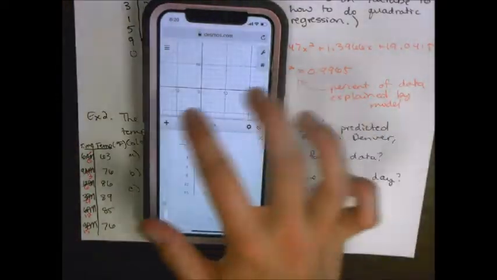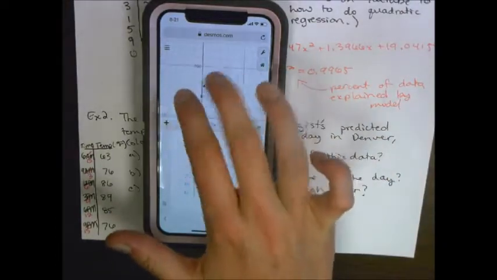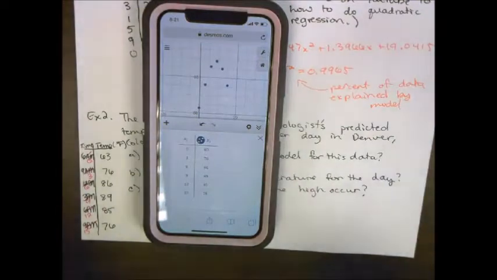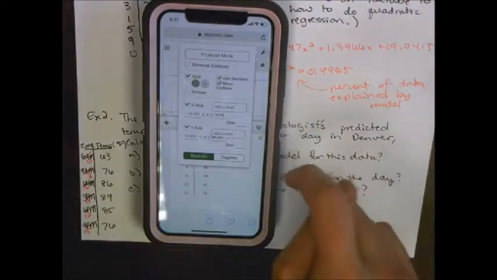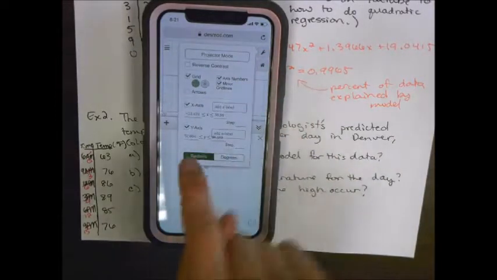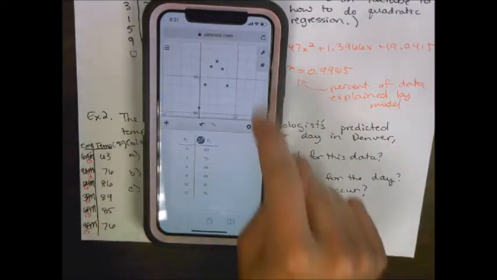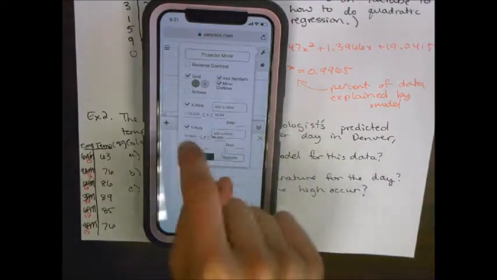And now let's look at our data. There it is. On your computer, if it's not touchscreen, you'll probably have to use the options, the wrench, to change your steps. Right here for the x-axis and the y-axis to change your range.